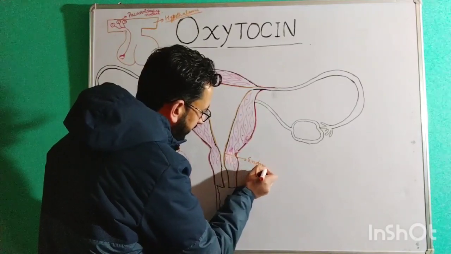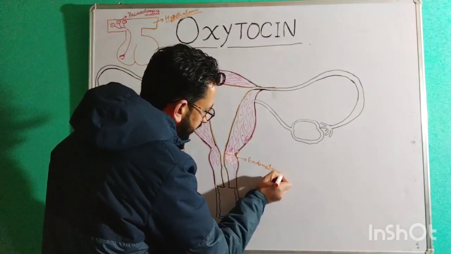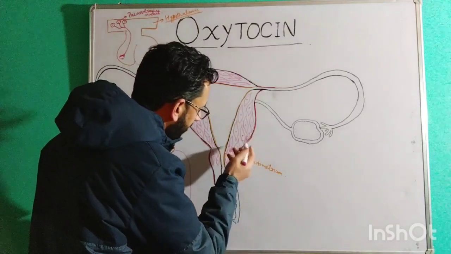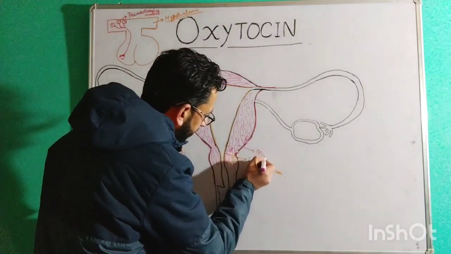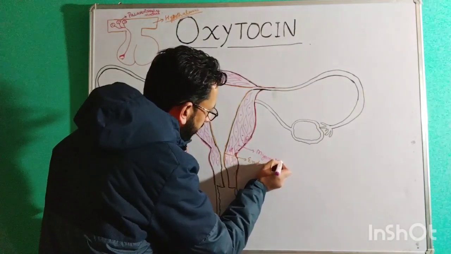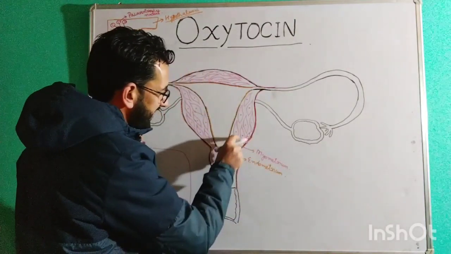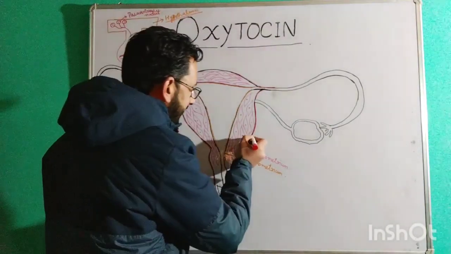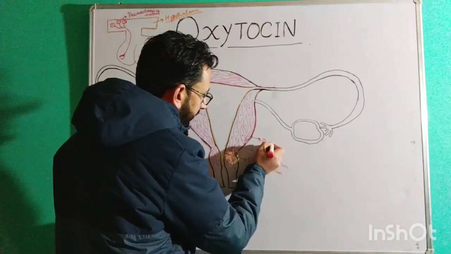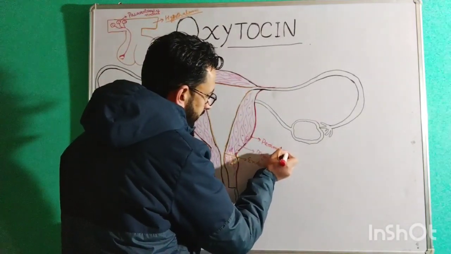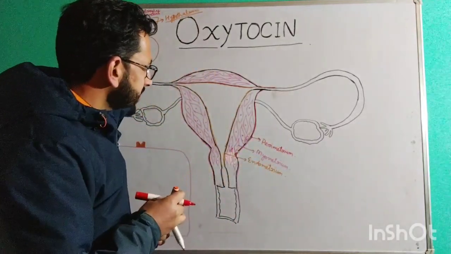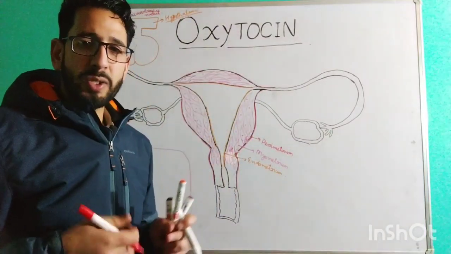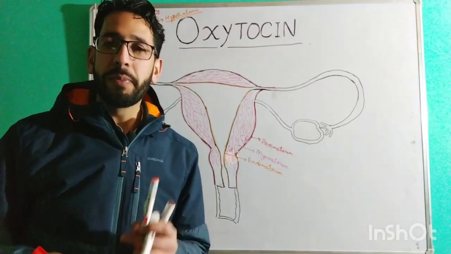Here is the endometrium. Then the middle layer is called the myometrium, which is the thickest among all three layers, and the outer layer is called the perimetrium. This oxytocin has its role on the myometrium of the uterus, and it plays its role during the birthing process.